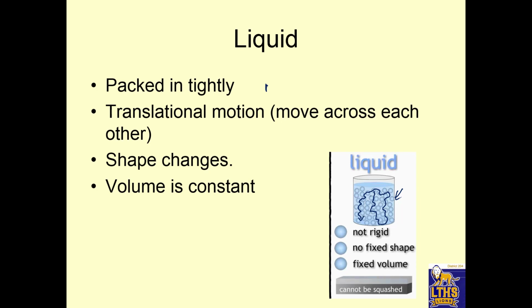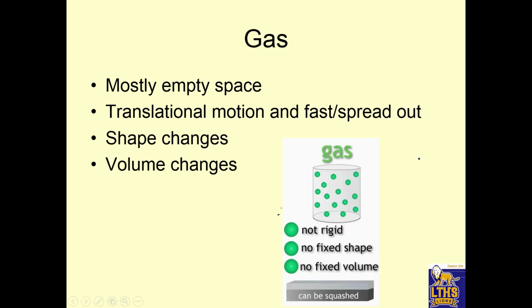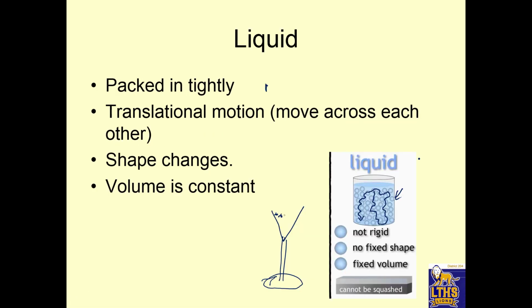The shape changes. So if I poured this into a glass that looks like this, right? It would change into being a triangle shape instead of cylinder shape. The volume is constant. That means it does not fill the container.